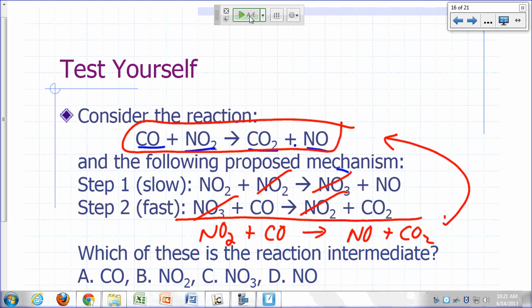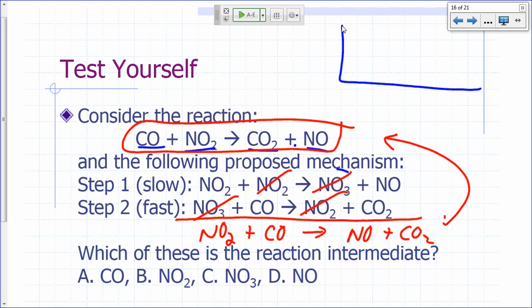What's a reaction intermediate? That's something that is formed in one of the steps of your mechanism, but eventually that is converted to products, right? So you don't have any of it at the end. So in other words, if I were to monitor the concentration of a reaction intermediate, what would it look like versus time?